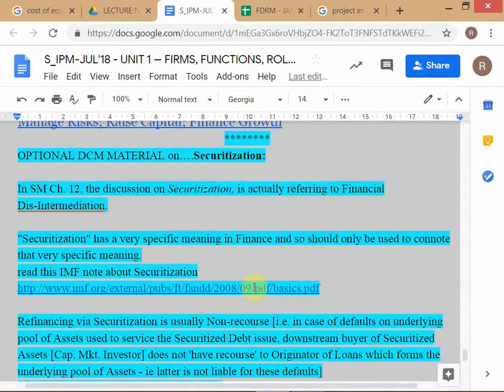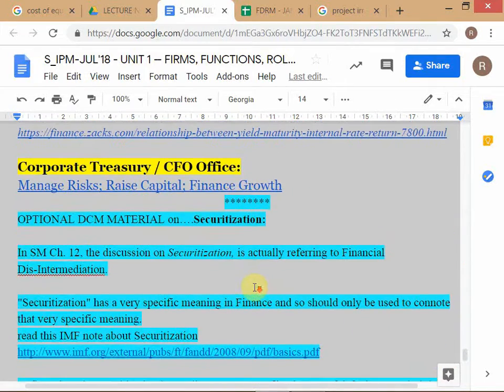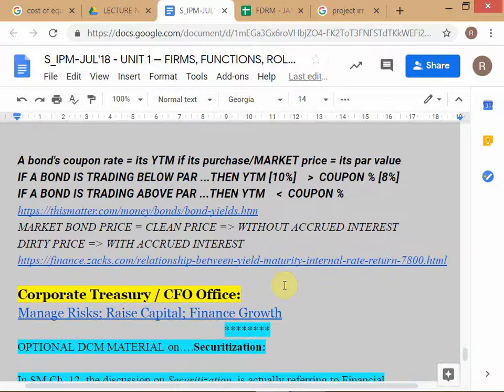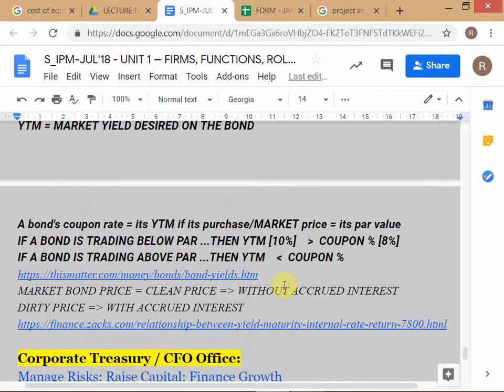Now one sec. This blue material is there in your capital raising module. For those of you who want to learn, this is not part of your syllabus, because I didn't have time to cover it. But it's important to learn, and if you want to be a serious finance student, you should read this material. It's an IMF material on securitization. Read this in conjunction with chapter 8 of the Hull Basu, which deals with the GFC. So this is very intimately connected to the GFC.